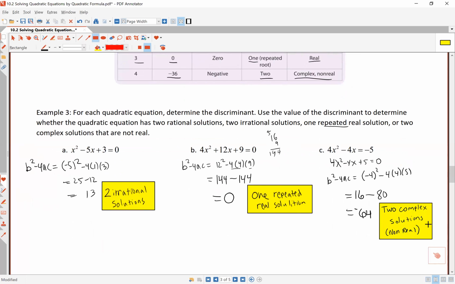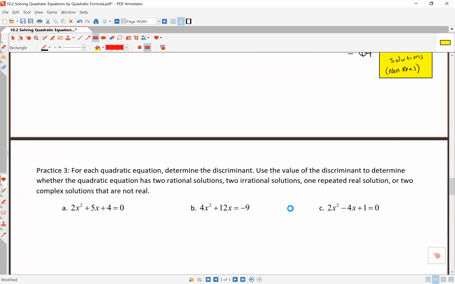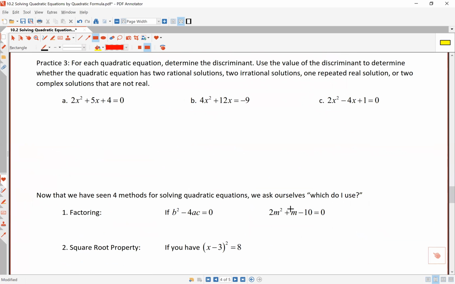Here are 3 practice problems for you to try. I encourage you to press pause in your video and work these out, and come back when you're ready to see the solution.